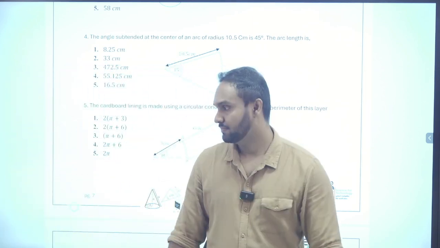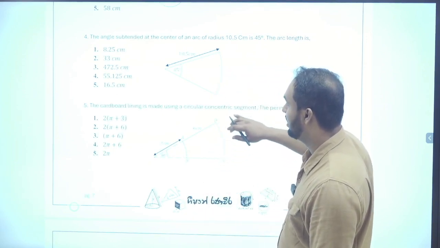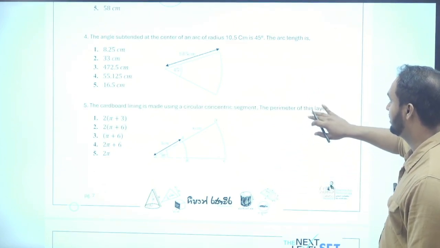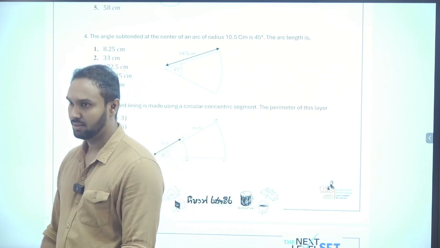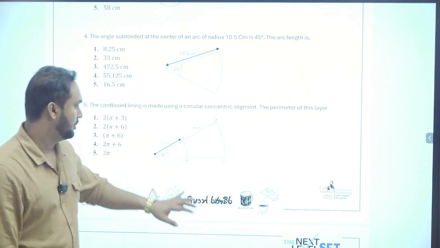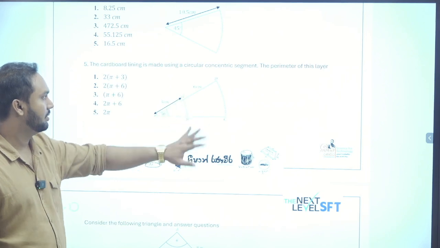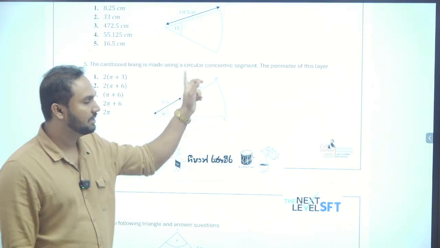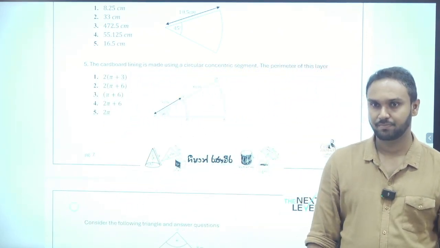Right. So the 5th question. The cardboard lining is made using a circular concentric segment. You already know about the radians, right? So using radians, try to find the perimeter of the concentric segment given. Like the AB, CD perimeter is the thing that question is asking.